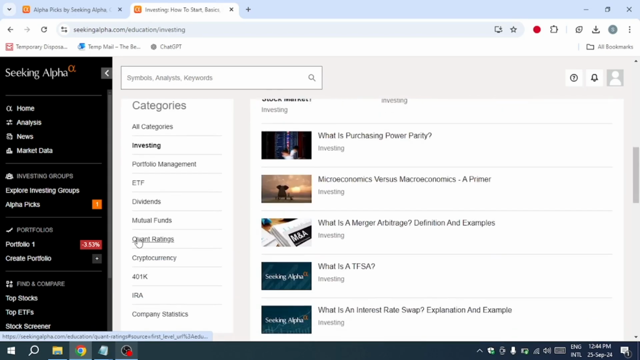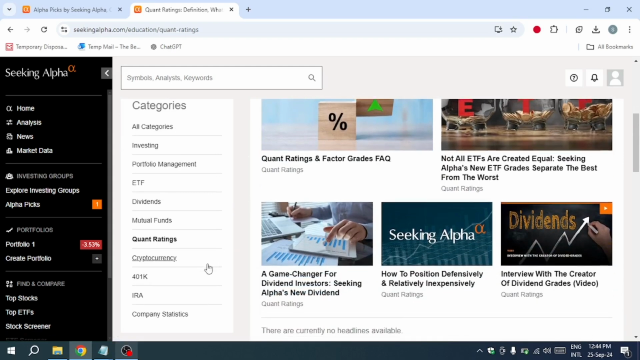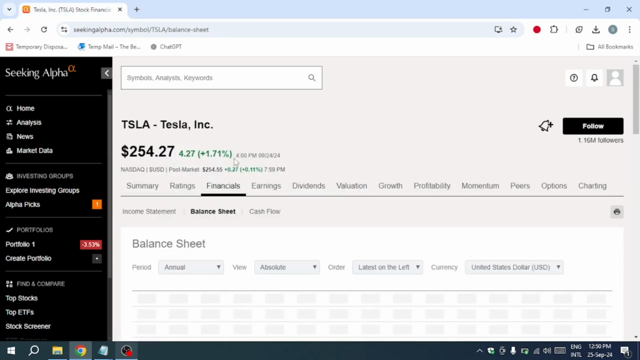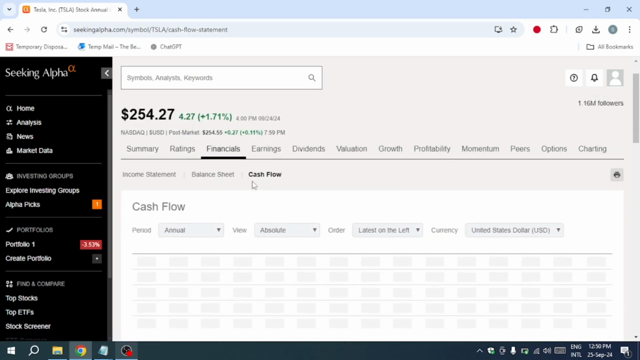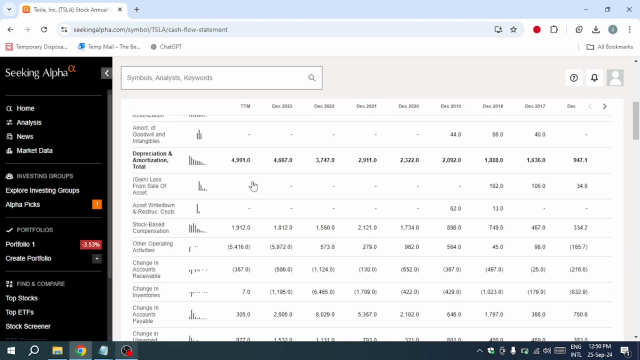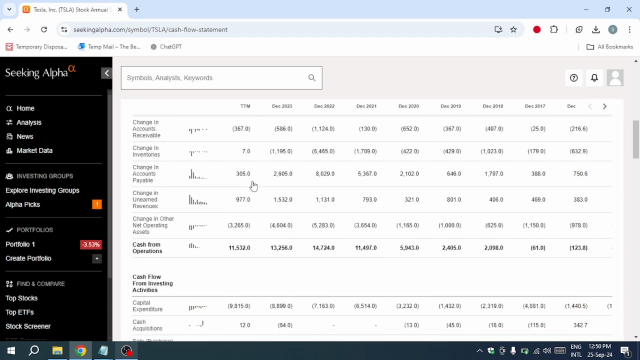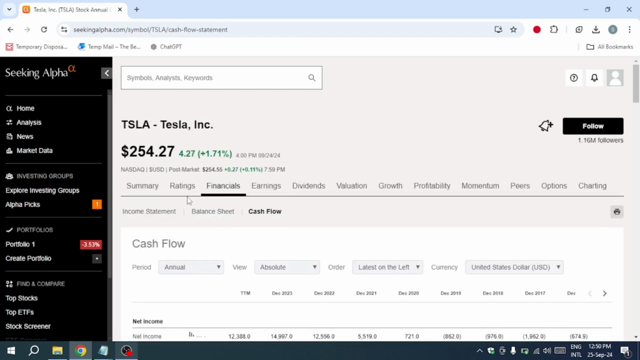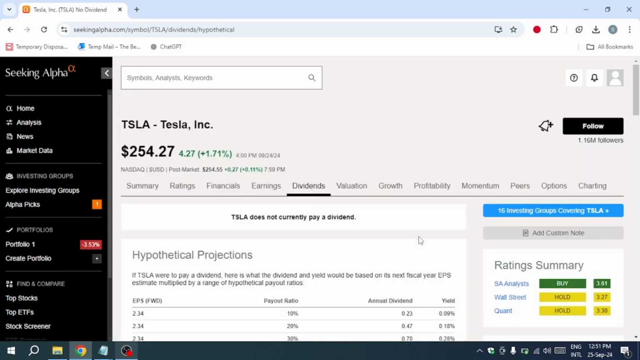Moving on, let's discuss the Financials tab. This feature provides easy access to all key financial data for a stock, including income statements, balance sheets, cash flow statements, and critical financial ratios. The layout is user-friendly, making it simple to assess a company's financial performance over time. This is crucial for any serious investor looking to evaluate a stock thoroughly and make sound investment decisions.